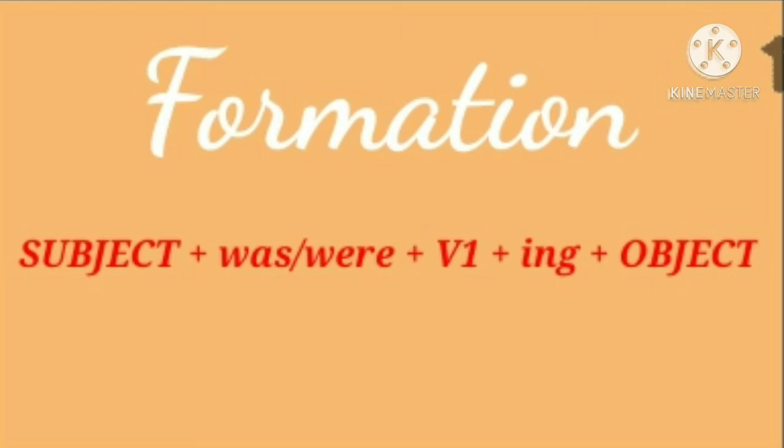And it is the same as the present continuous. After that we will write a verb 1. Then after that verb we will add ing. And then last we will write an object. So this is the way how we will write our past continuous tense. So now let us see a few examples.